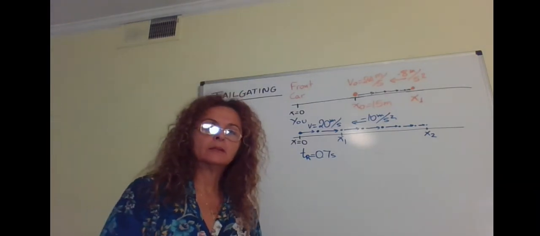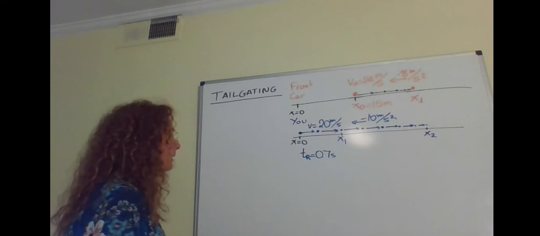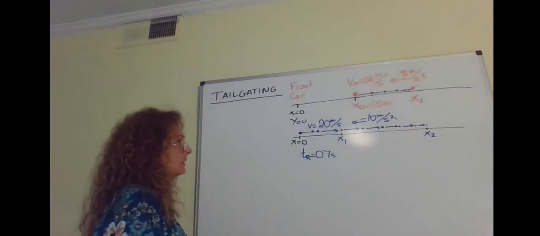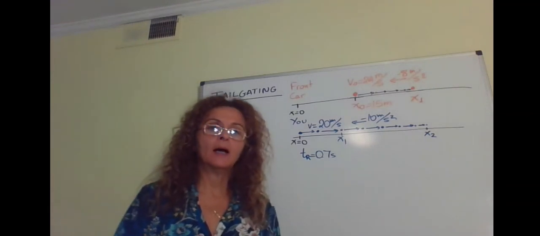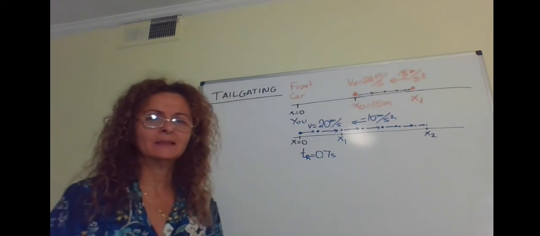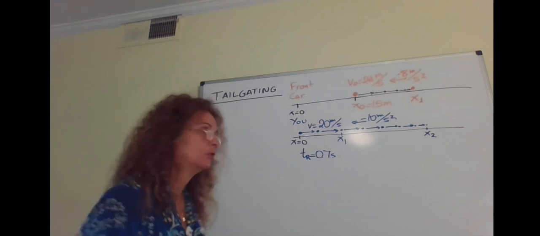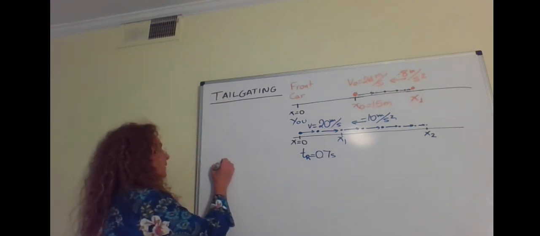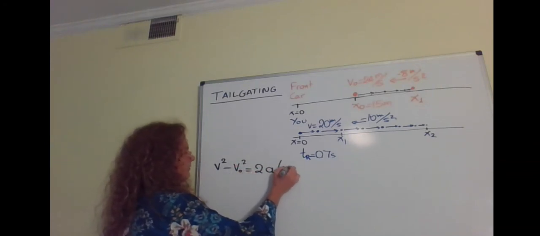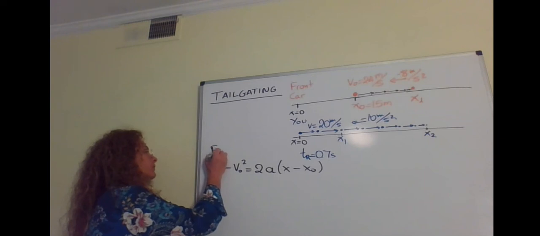I will see the two objects separately. I will use black for the front car. So what is his final position? Okay, I don't have time in his case, and I don't care for time in his case. I only care for how far he will go. So I think I can use the no time equation, saying final velocity squared minus initial velocity squared equals 2 times the acceleration times final minus initial position. Okay, this is for the front car. I start for the front car.